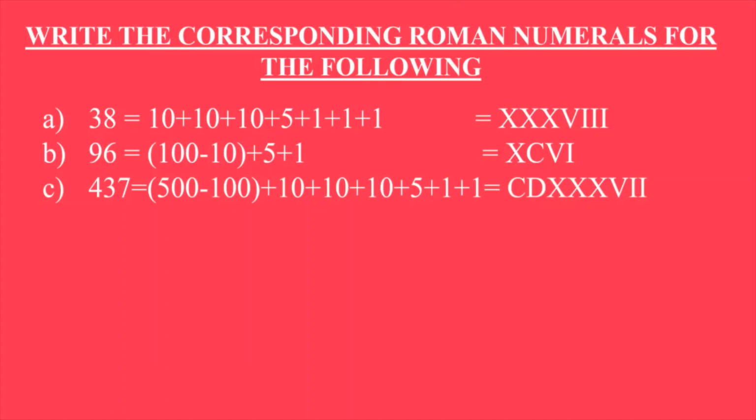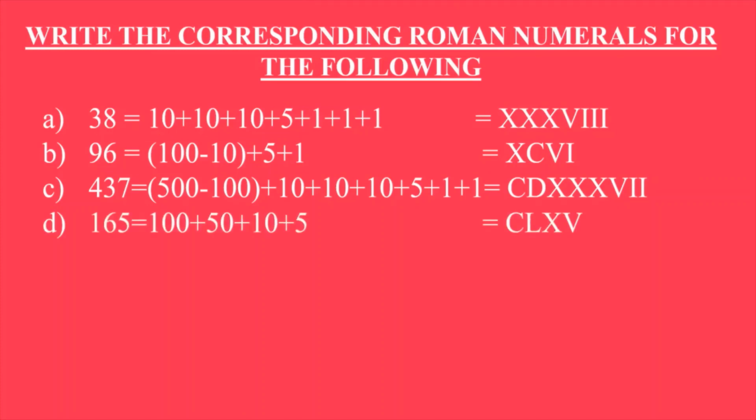Next one, 437. So we know that we cannot repeat a symbol 4 times, isn't it? So we cannot write C 4 times here. So what do we do? We subtract 100 from 500. 37 we have. So 3 times 10 plus 5 plus 1 plus 1. So we write it as CDXXXVII.